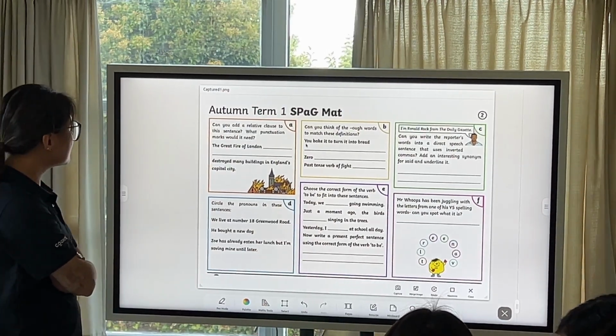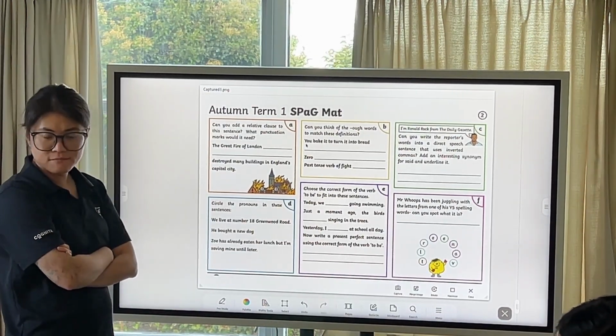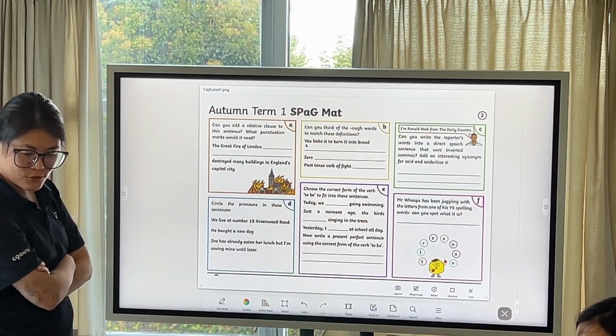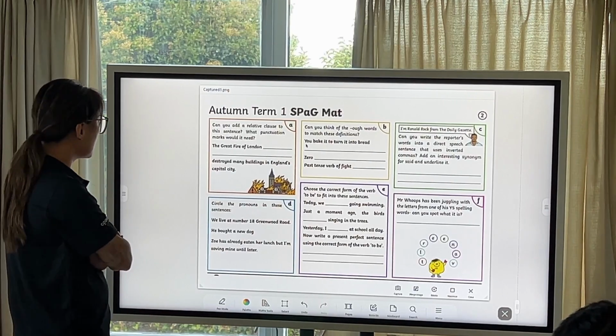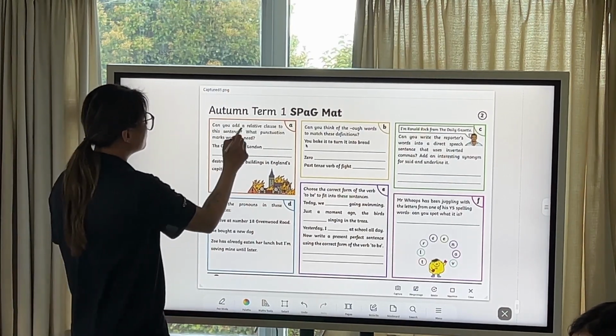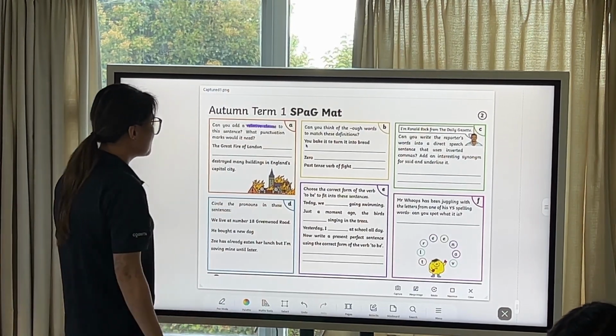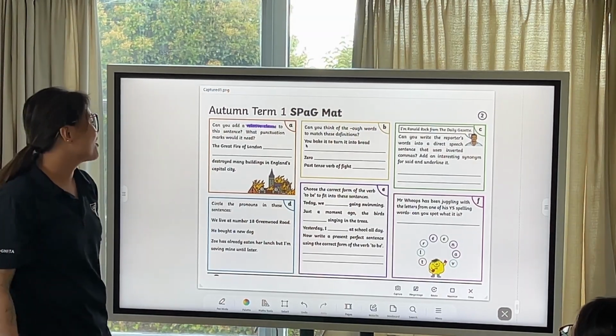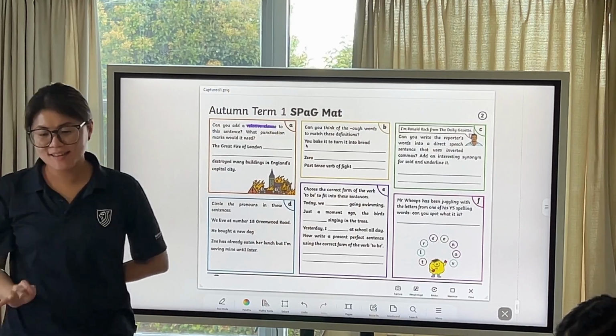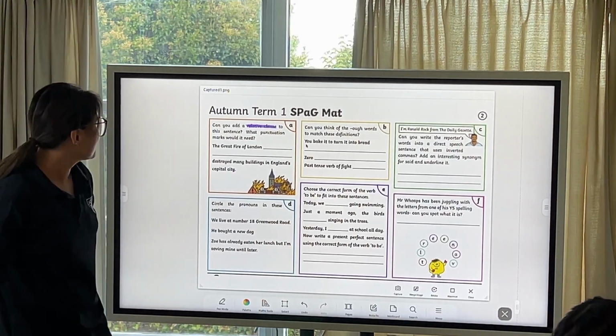This is Year 5 New Zealand Standard spiraling. So what you need to learn in Year 5. Let's go through this. Can you add a relative clause? Do you remember what that is from last year? Nope, I forgot. Alright, well, let's start off by highlighting that. That would be a good start, okay?